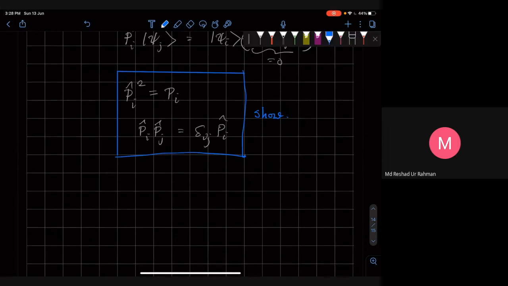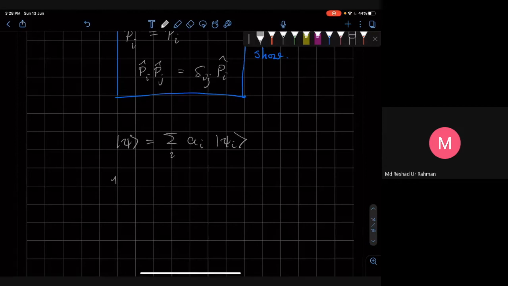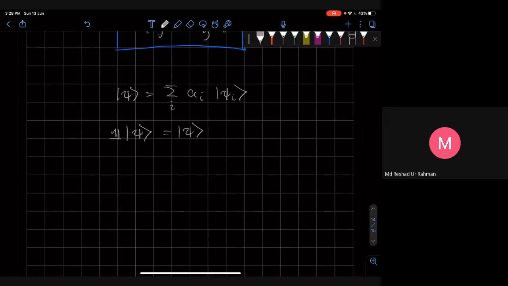Given the projection operator, since we can express any state psi as a linear combination of this orthonormal basis psi_i, the identity operator acting on psi will give me psi, right? So it should be very easy to verify that the identity operator can be expressed as the sum, from 1 to n, of all the projectors.